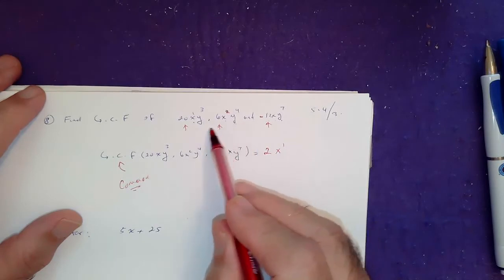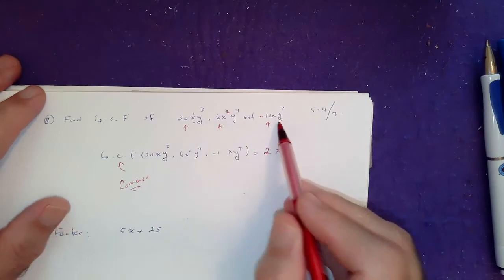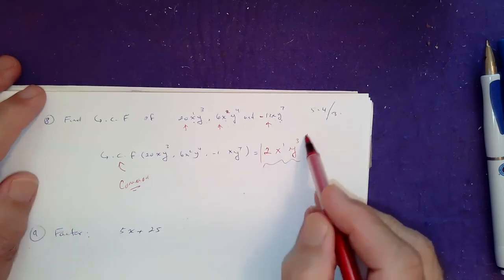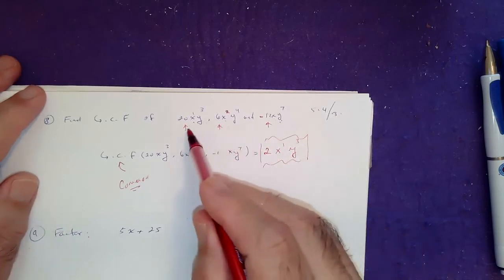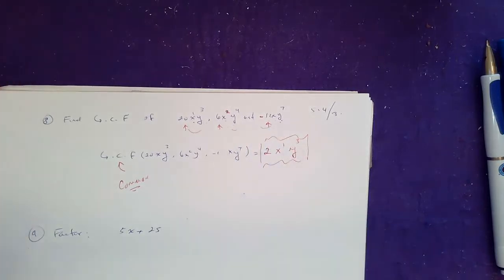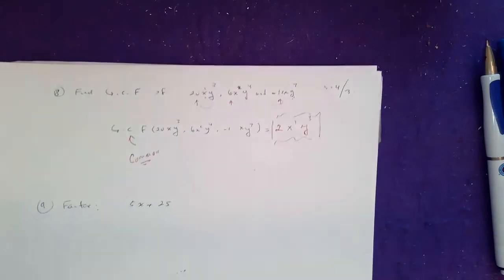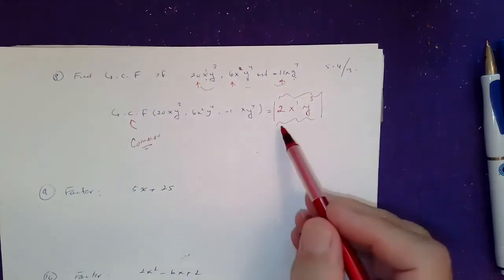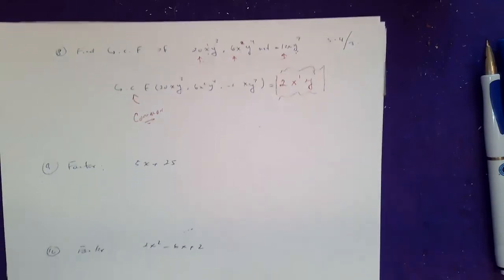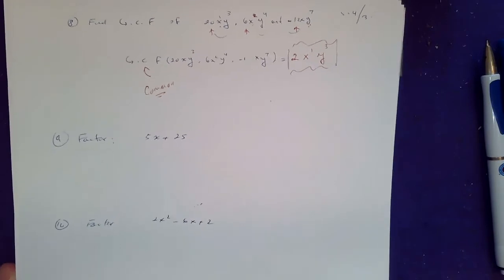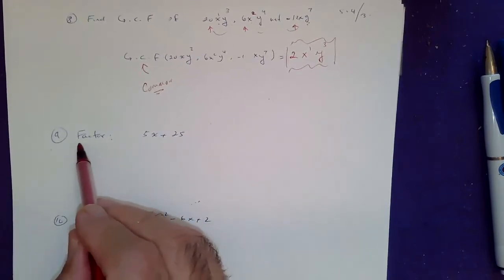As far as the y's, they are all in common. I choose the one with the lowest power. So I would say the greatest common factor between these three monomials is what? 2xy to the third. Notice greatest common factor is positive.